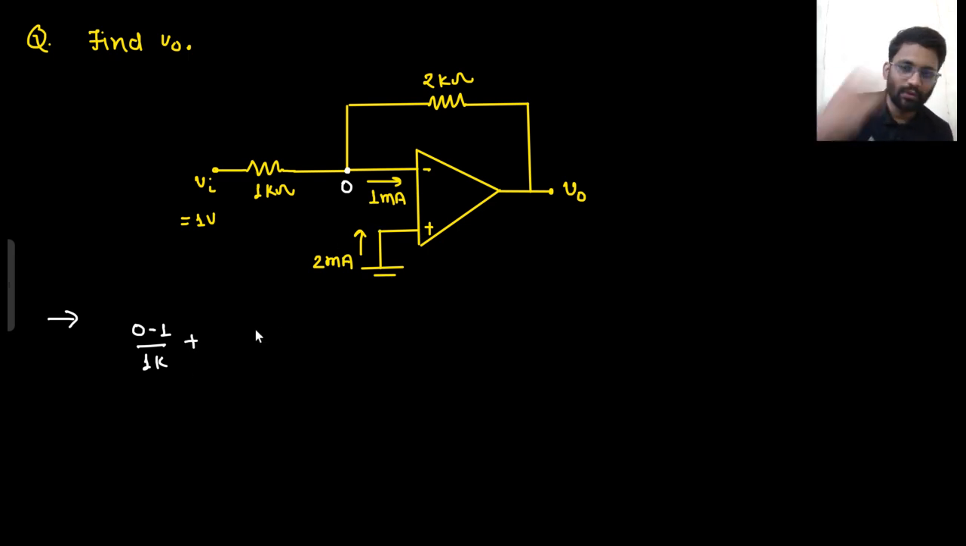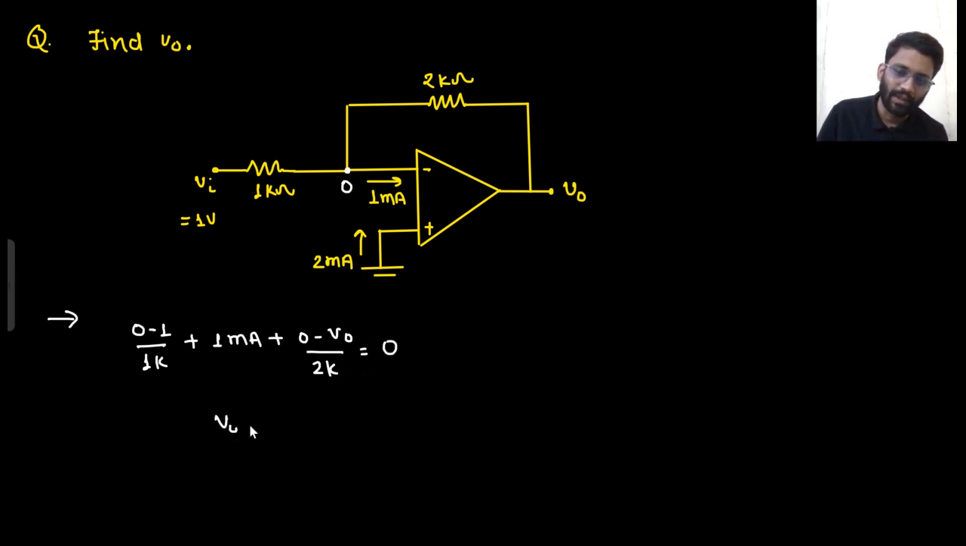Plus this current is also outward. 1 milli plus 0 minus V0 by 2k is equal to 0. So V0 here we are getting is 0 volt. So I just applied nodal analysis. You can apply the superposition theorem as well.